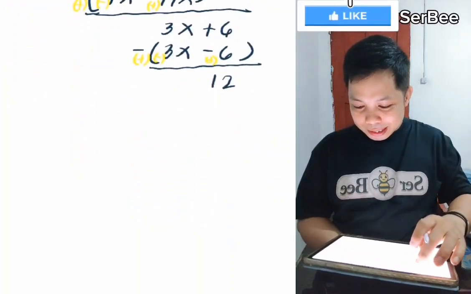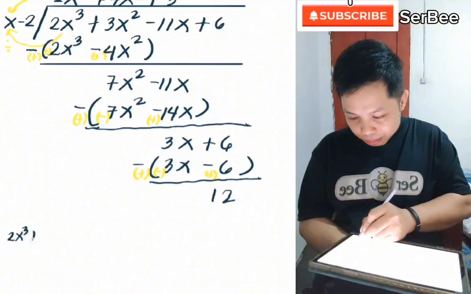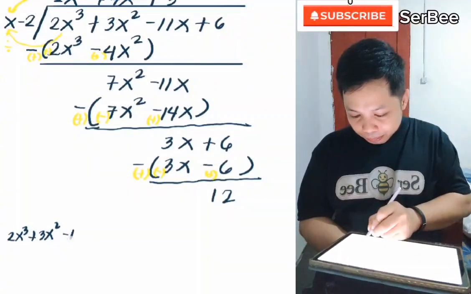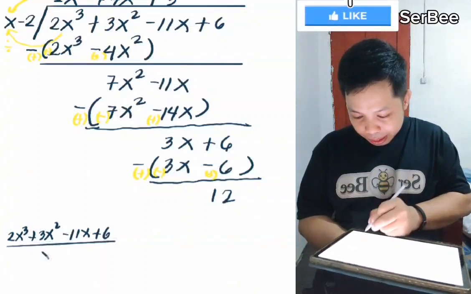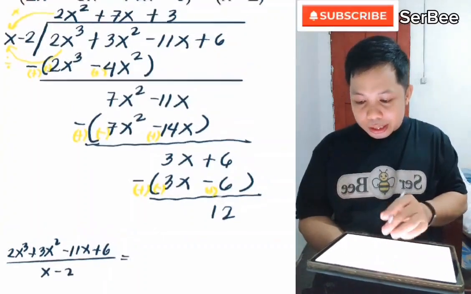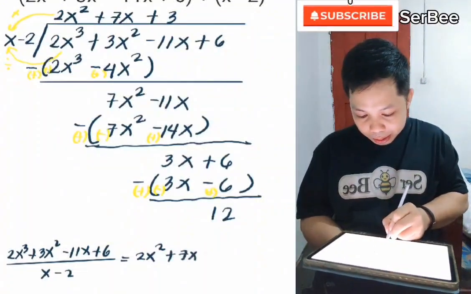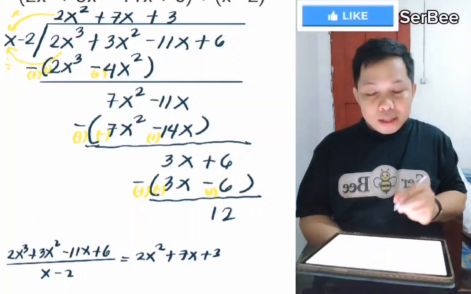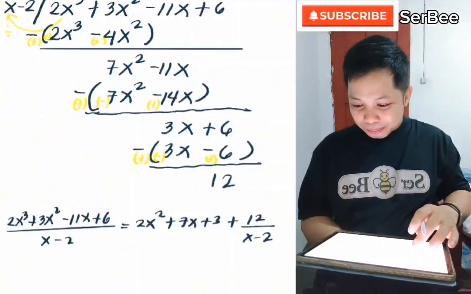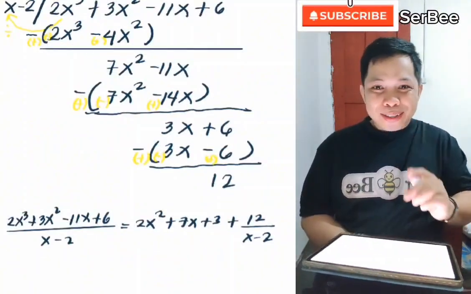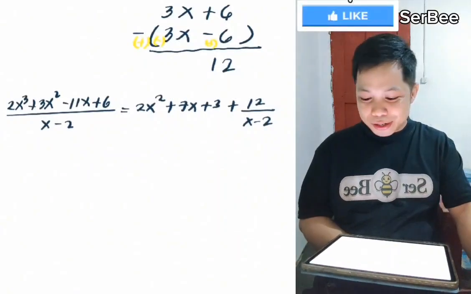So, ibig sabihin guys, itong polynomial na dinivide natin, 2x cubed plus 3x squared minus 11x plus 6 divided by x minus 2, ano yung nakuha natin na quotient? 2x squared plus 7x plus 3 plus a remainder plus 12 divided by x minus 2. Okay? By the way, another method, yung pinakamadaling method, yung tinatawag na synthetic division.